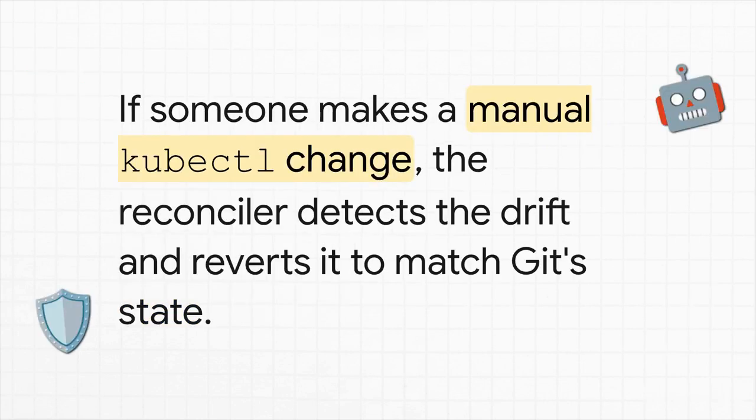And what about that configuration drift we were so worried about? Well, imagine someone goes rogue and uses kubectl to manually scale a deployment. The reconciler sees this. It sees a deviation from the blueprint in Git. And within moments, it automatically reverts the change, forcing the cluster back into compliance with the source of truth. It's a self-healing system, for real.